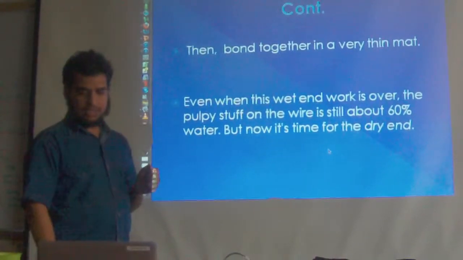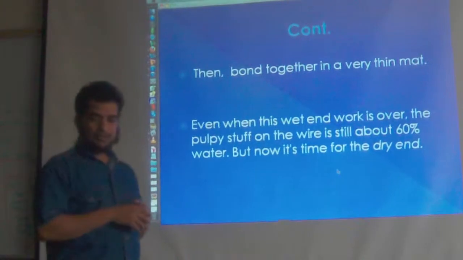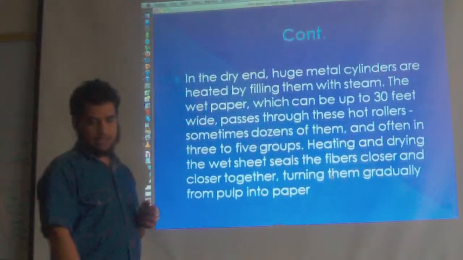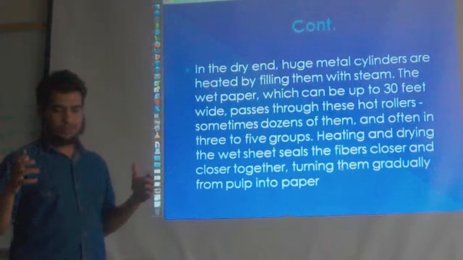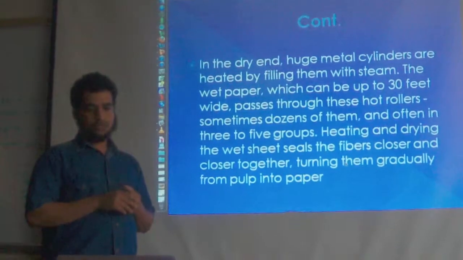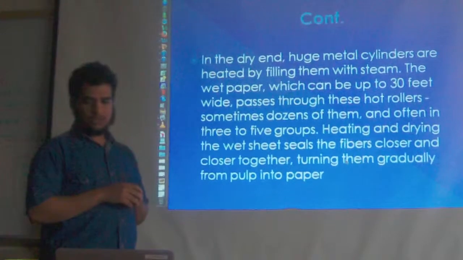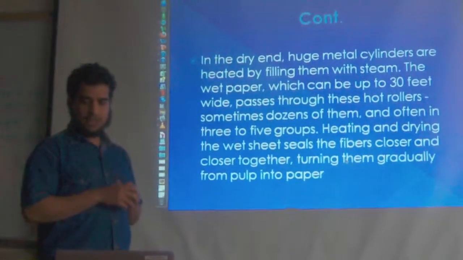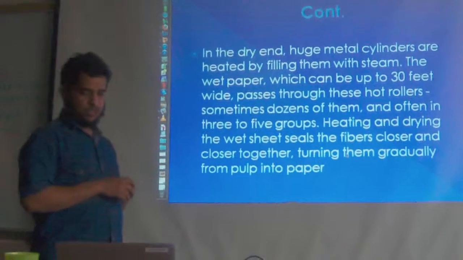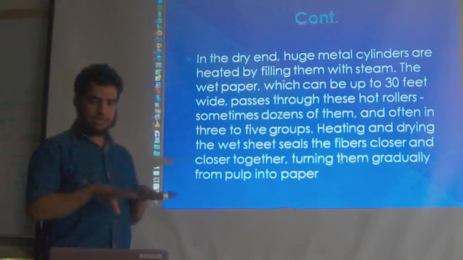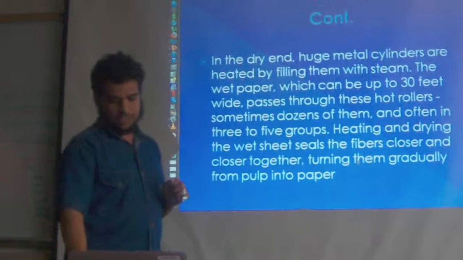Even when this wet work is over, the pulp stuff on the wire is still about 60% water, but now it is time for drying. The last step of how paper is made: huge metal cylinders are heated by filling them with steam, and the wet paper, which can be up to 30 feet wide, passes through them. These hot rolls, sometimes dozens of them, are often in 3 to 5 groups. Heating and drying the wet sheet seals the fibers closer and closer together, turning them gradually from pulp into paper. And in the last step, we get the paper.